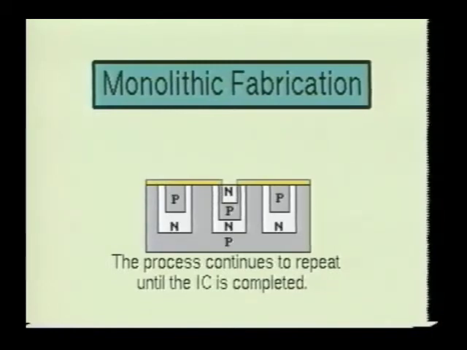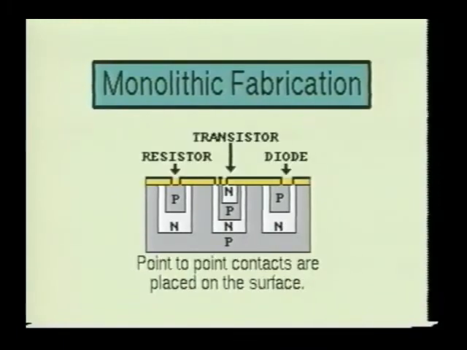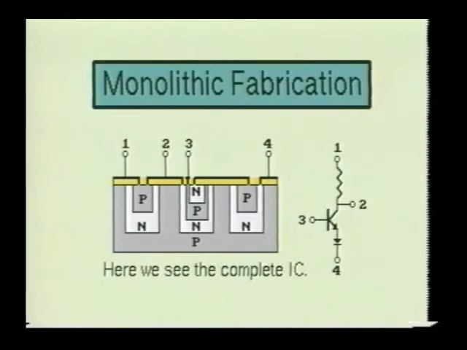Finally, the holes are etched through the last silicon dioxide layer to form connections to the component parts. A thin form of aluminum is patterned to form point-to-point contacts for the circuit components. Here we see the final integrated circuit with an equivalent schematic drawing of the IC. This was just an example of how an IC is formed using the monolithic fabrication technique.